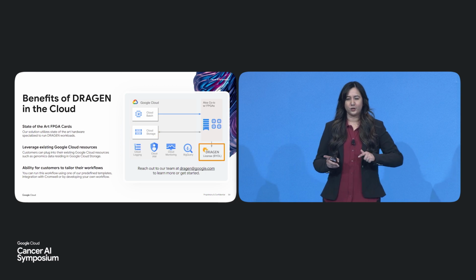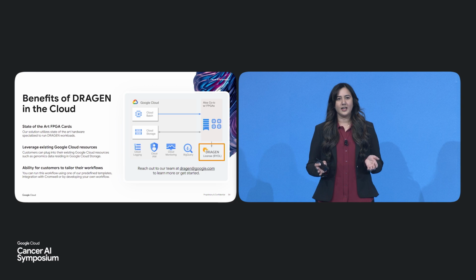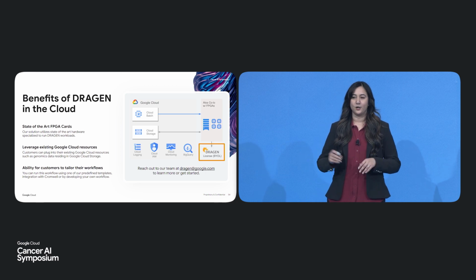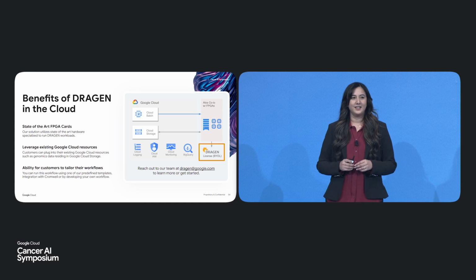Let's talk a little bit about the Dragon piece here. So you might already have an agreement with Illumina or Dragon licenses that you're using. And the great thing about this model is it's BYOL, bring your own license. You can use that and you're ready to go. It will depend on your agreement with Illumina. Definitely reach out to them, but it's ready to go.